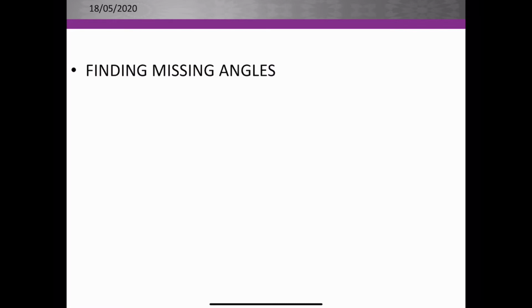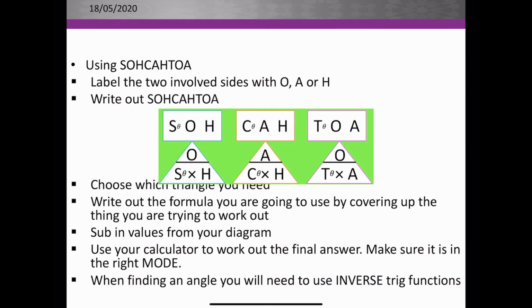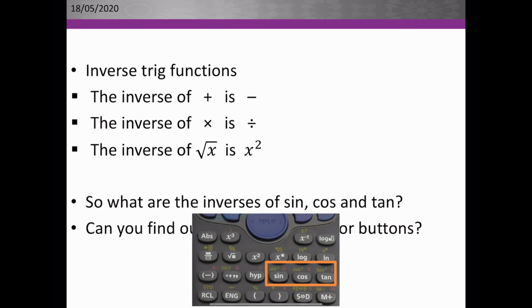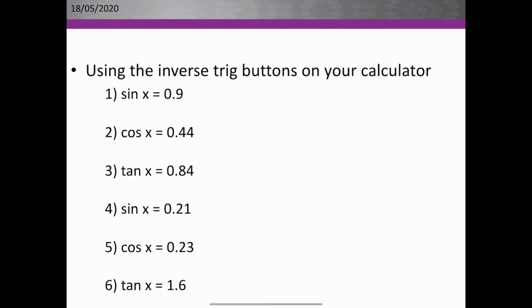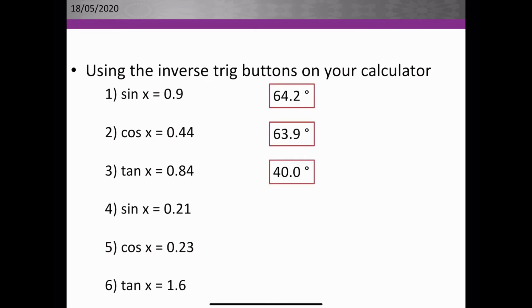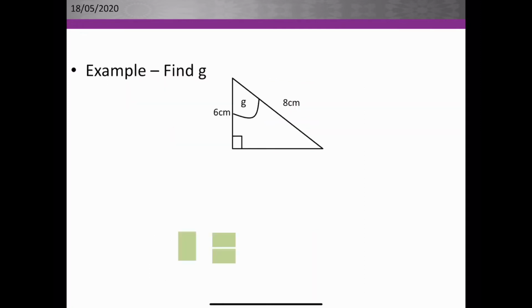So, finding missing angles. Missing angles are a bit tricky, but as long as you remember. When you've got missing angles, you need to make sure that you remember to use tan minus 1, cos minus 1, sin minus 1. The theory is exactly the same as what we've just done earlier. If you want to practice, if you put sin minus 1 of 0.9, you'll get 64.2 and so on. So, same again for this question here. You've got hypotenuse, adjacent, and opposite, and you're trying to find this angle.